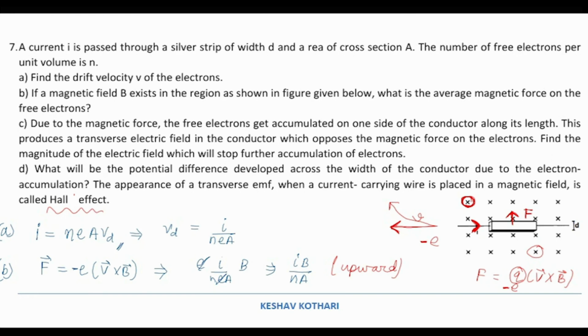Now for the next part, the question says that due to the electron accumulation on one side of the conductor along its length, a transverse electric field is produced which opposes the magnetic force on the electron, so the accumulation further stops. When the accumulation stops, the deflection of charged particles is prevented because of the presence of both magnetic and electric field. If a charged particle is placed in an electric and magnetic field simultaneously, the force acting on it is e(E vector plus v cross B).